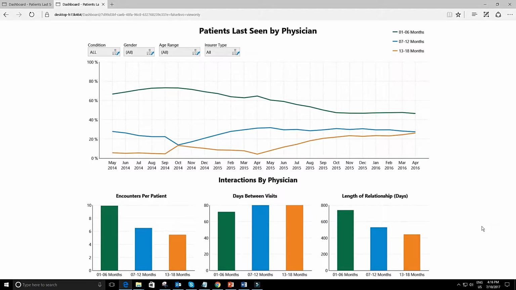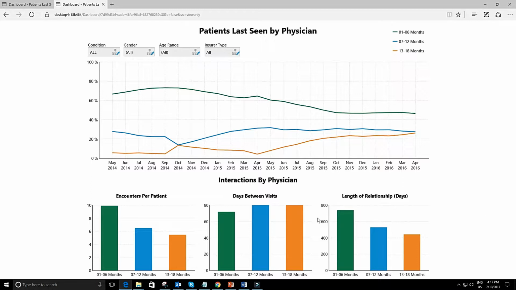Let's get you familiar with the starting interface. You're looking at data for an individual physician. The upper graph breaks the physician's patients down into 3 buckets over time. The green line represents patients that the doctor has seen within the past 6 months. The blue line represents patients the doctor has seen within the past 7 to 12 months. The orange line represents patients that he hasn't seen for 13 to 18 months, and these are considered lost patients.